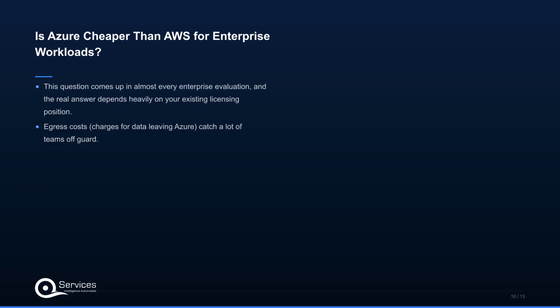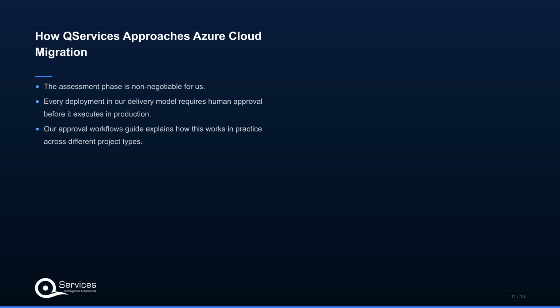Egress costs catch a lot of teams off guard. So does the cost of Azure Firewall at scale, which is priced per deployment hour plus per GB processed, not intuitive for teams used to on-prem firewall appliances. Licensing for third-party software running on Azure, such as antivirus tools, monitoring platforms, and backup solutions, often gets missed in migration budgeting entirely.